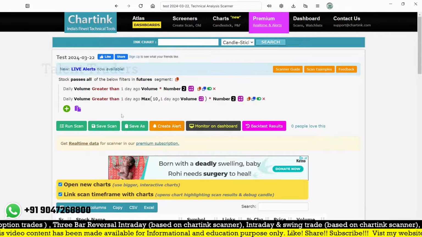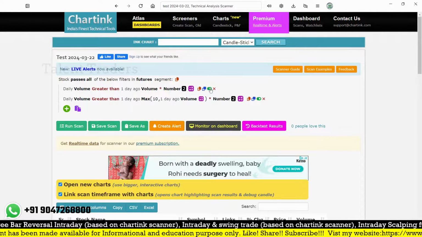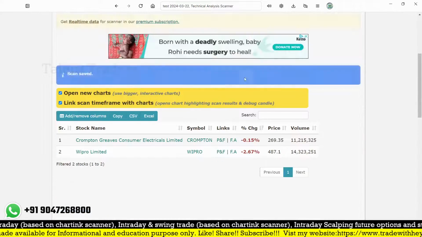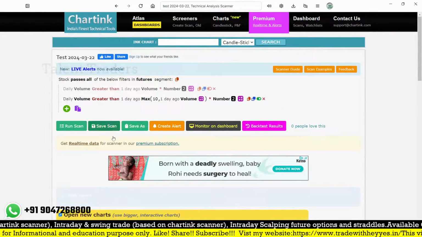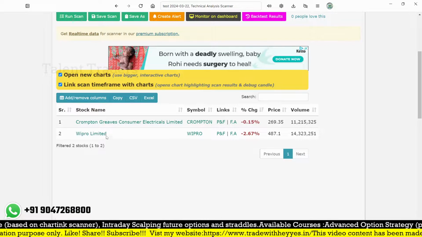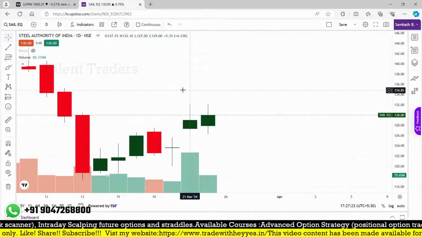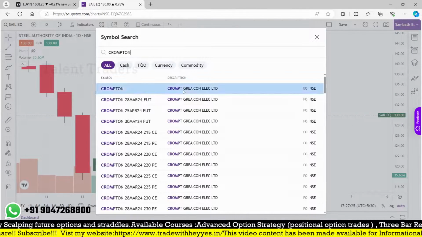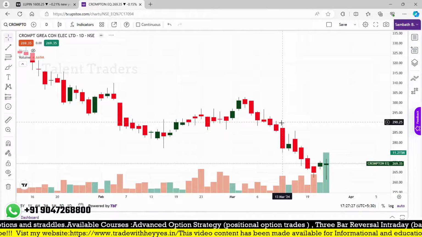So in last 10 days, okay, I will hide this. I save the scanner. Wait, so I have added this. So if you run the scan, it will be Crompton and Wipro are those stocks having a good volume. Okay, Crompton, what's happening here? You can look at the volume.